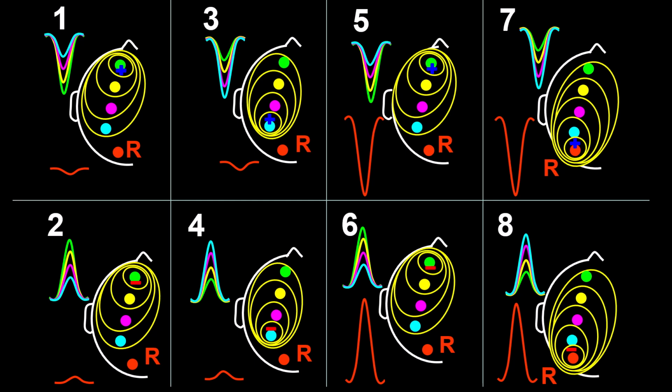Possibilities 3 and 4 represent positive and negative occipitopolar fields with the reference being at the minimum. Possibilities 5 and 6 represent positive and negative frontopolar fields with the reference being at the maximum. Possibilities 7 and 8 represent positive and negative occipitopolar fields with the reference being at the maximum.